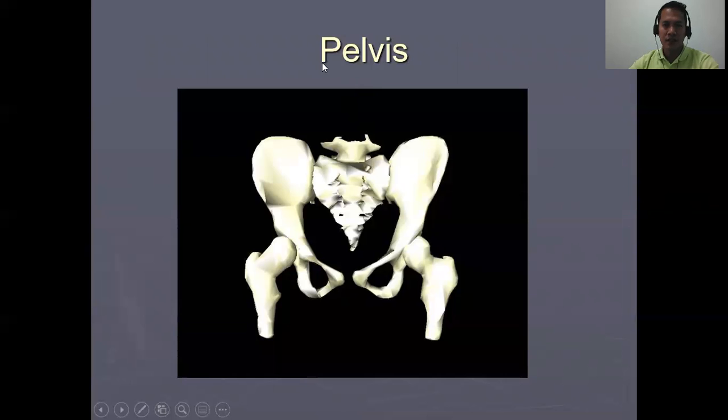The pelvis is these bones. This is the sacrum, and these are the pelvic bones. You will notice that the male pelvis is a bit different from the female, because the female is a bit broader and wider. For male, it's a bit narrower. It has something to do with its function when we are going to talk about the reproductive system later on.